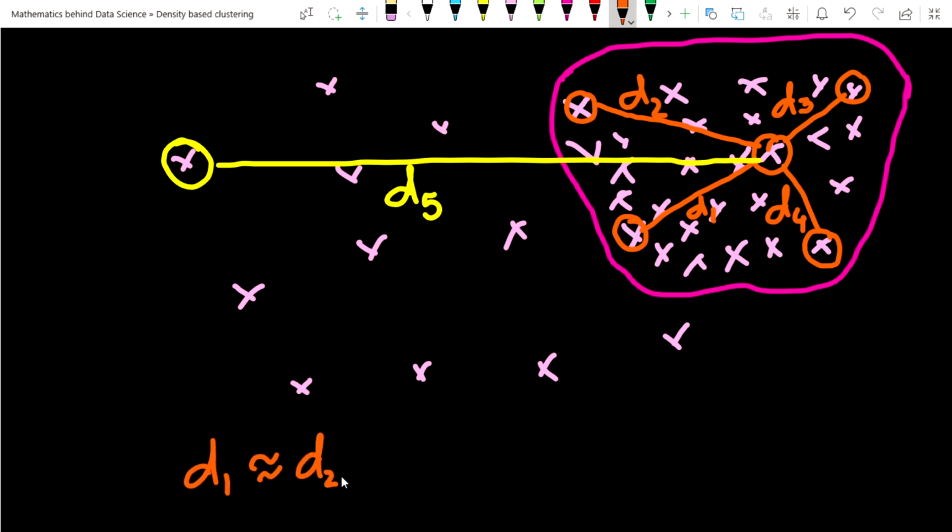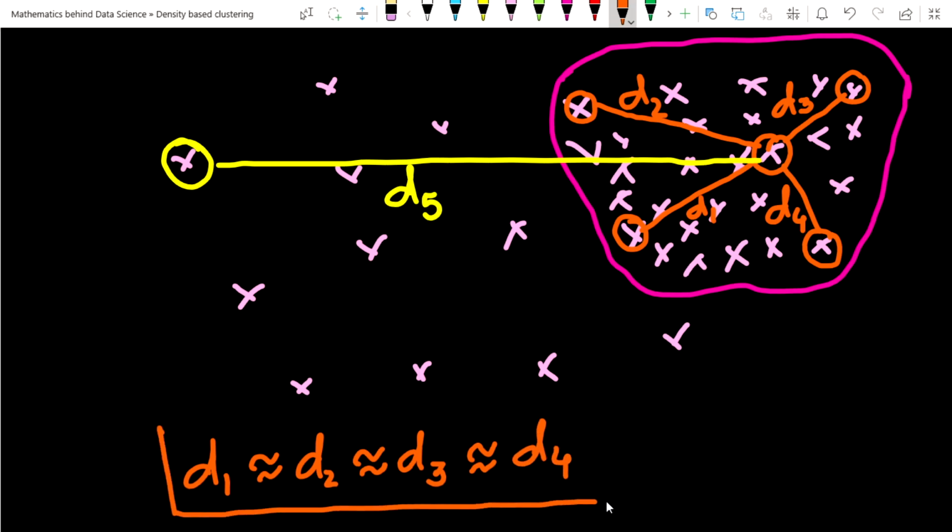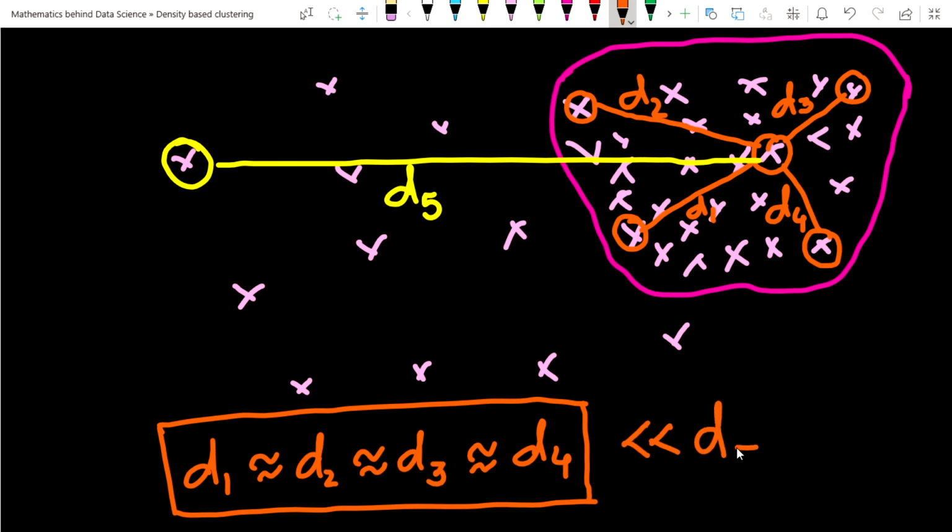From this picture we can easily see that d1 is approximately equal to d2, approximately equal to d3, approximately equal to d4. These values are approximately equal. But the d5 value is much larger. These are the larger values. D5 is the largest, because it is a larger value.